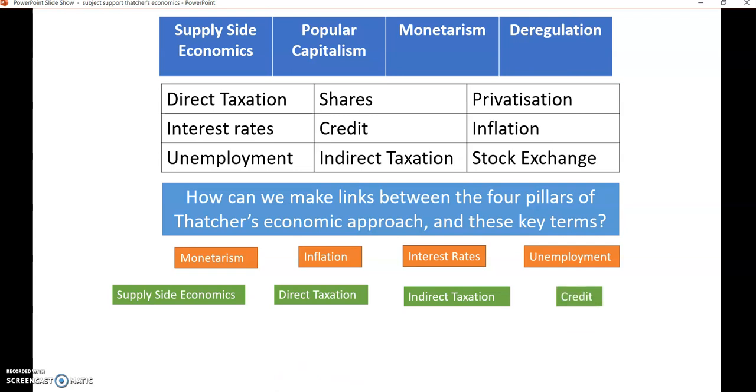Also, to stimulate demand, she relaxed the rules around credit, so it became far easier to get credit cards. Next one, popular capitalism. You should have linked privatisation with this. This is the idea that she took nationalised industries and privatised them and allowed people to buy shares in those companies.